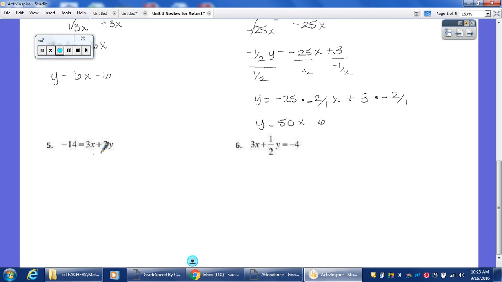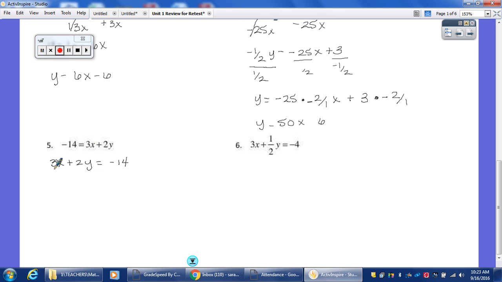If it bothers you that it looks like this, I can just switch the two sides of the equation. And that's what I'm going to do because I like having my y's on the left. So I'm not going to add or subtract anything. I'm just going to rewrite it with the 3x plus 2y on the left and the negative 14 on the right. And we can do that. I didn't change anything, I just switched the sides.